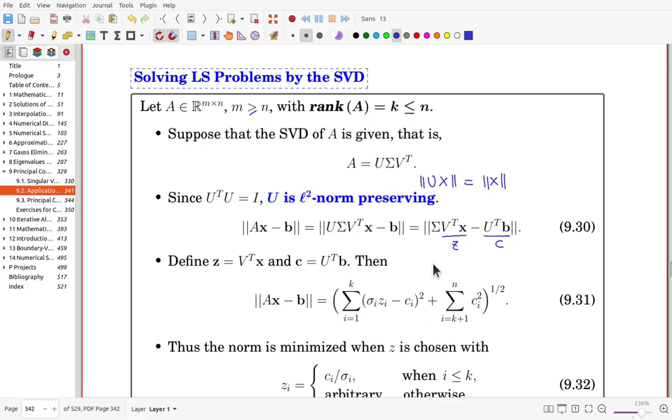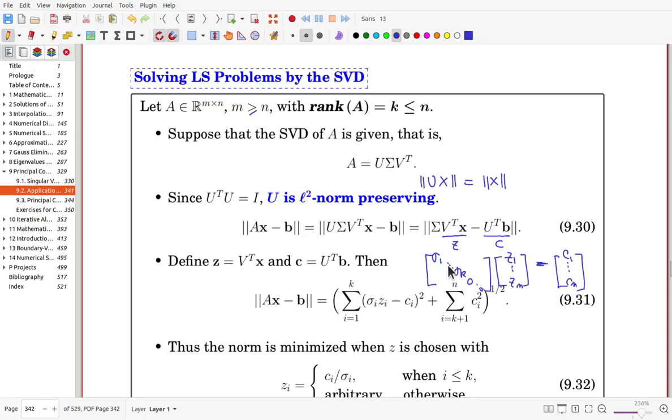Now, this sigma has sigma 1 through sigma k. The rank of A is k, and then later terms must be 0, like that. And then here now we have z1 through zn, minus. We use C notation, so C1 to Cn.